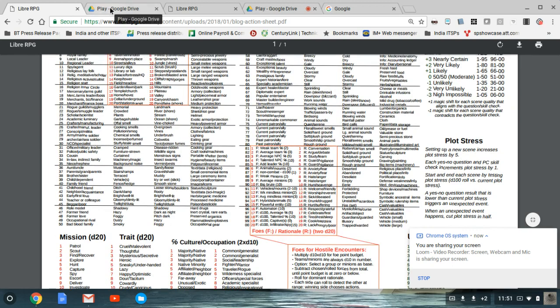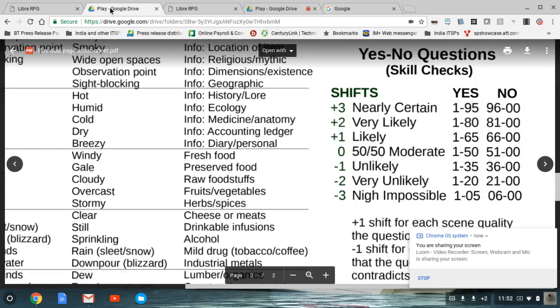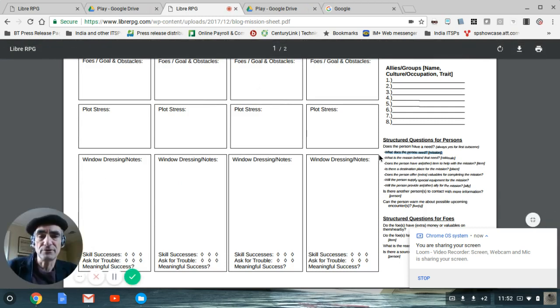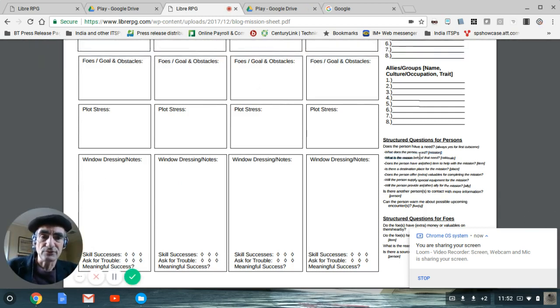Then if you go into additional dialogue with your patron or ally or person of interest you're having that discussion with, you can then ask, what is the reason behind that need? If the person is willing to disclose, and this is one of the key things, it's sort of a variant of what I'll call exposing the unknown, which is a very important piece of Libre Solo role-playing.